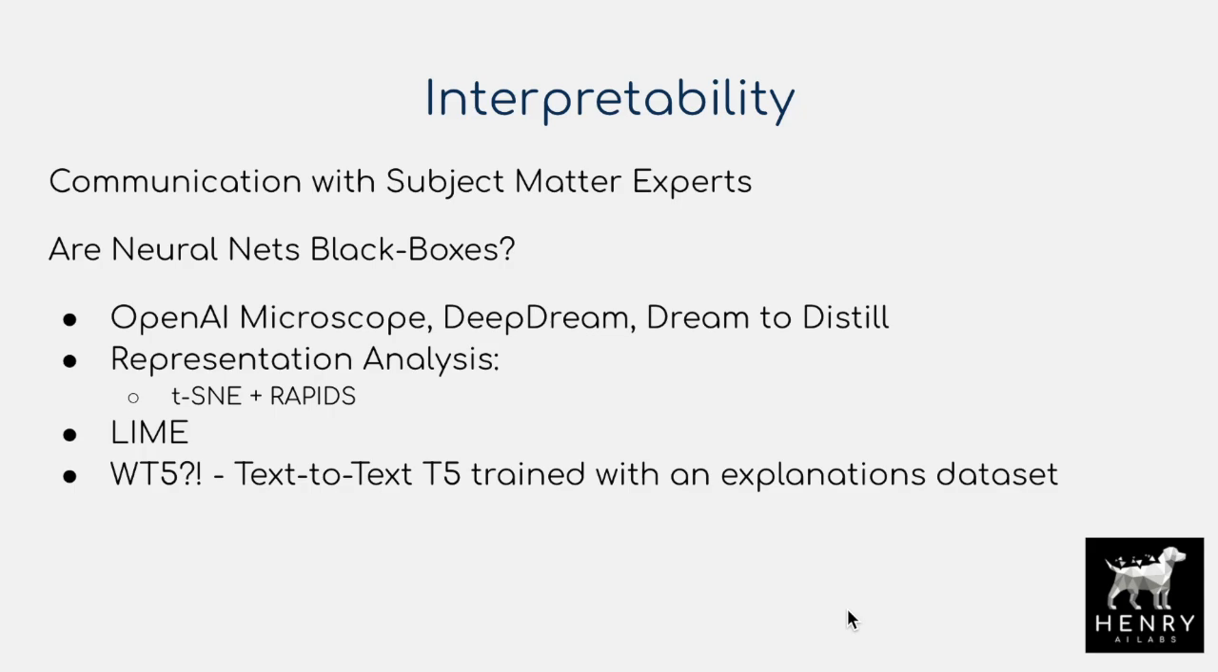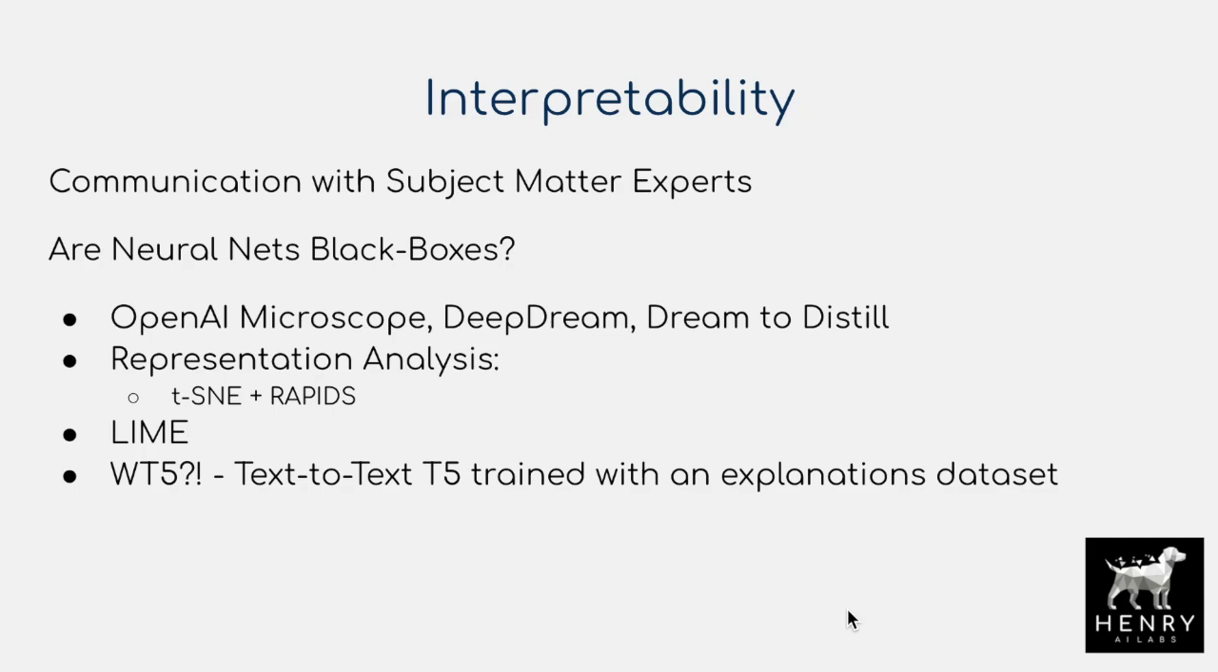And we see things like OpenAI Microscope, Deep Dream, Dream to Distill. These are all examples of optimizing features that will particularly activate a group of neurons. So you would take an image and say you want to activate a subset of neurons. You'd apply this gradient to construct the image that maximally activates these neurons. And in Deep Dream, they use this to construct these cool images, but it also can be useful for getting a sense of what features the neural network is looking at.